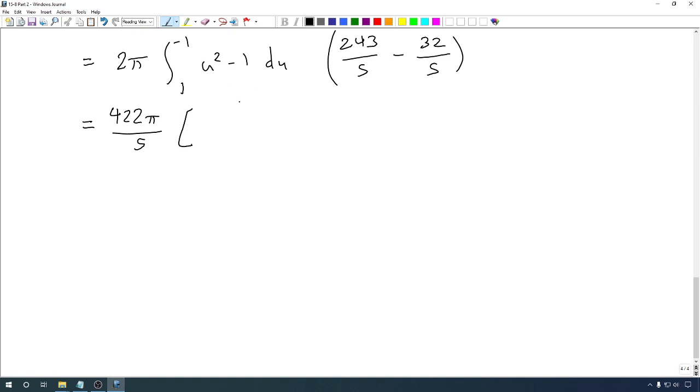The integral of u squared minus 1 is going to be 1/3 u cubed minus u. We're going to have to plug in -1 and then subtract what we get when we plug in 1.